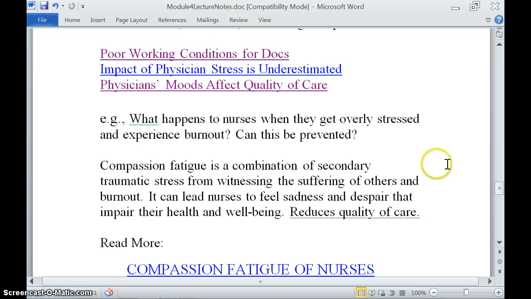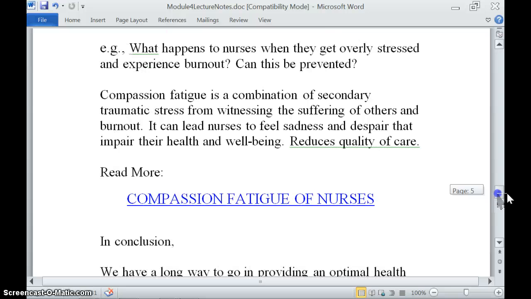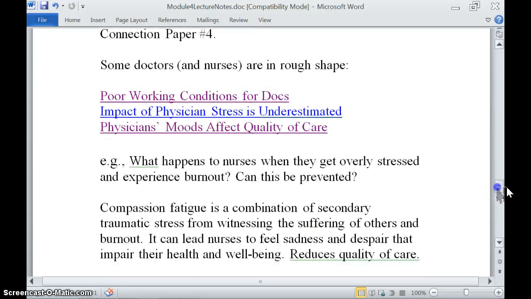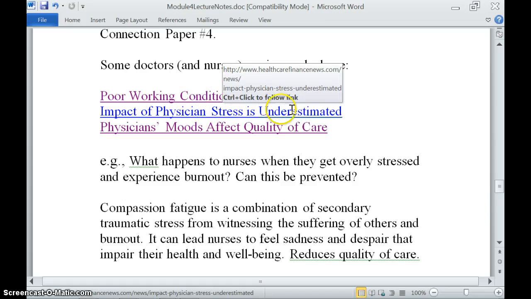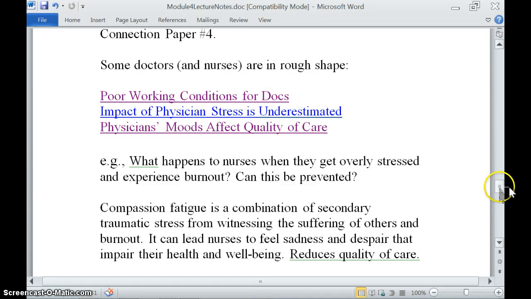So these are some challenges, not that they can't be overcome. And I'm not telling you not to go into these professions, but there's some complex interplays going on that you need to be aware of, and that's called compassion fatigue of nurses, and certainly with doctors as well. There's some issues with poor working conditions, stress, and physicians' moods.